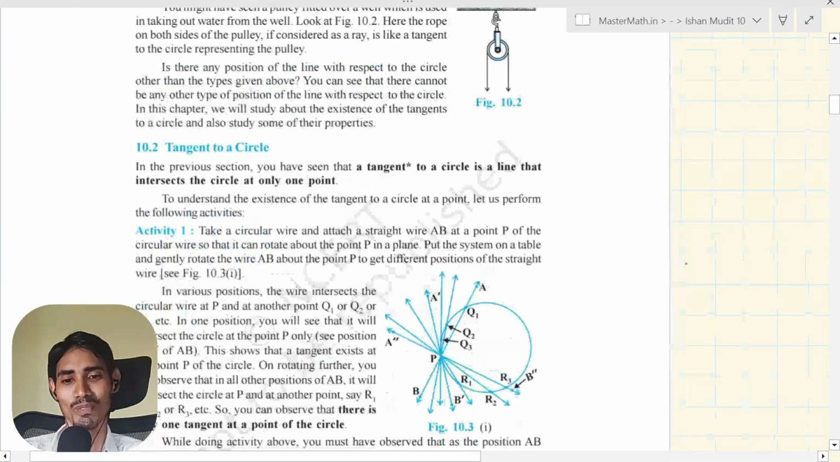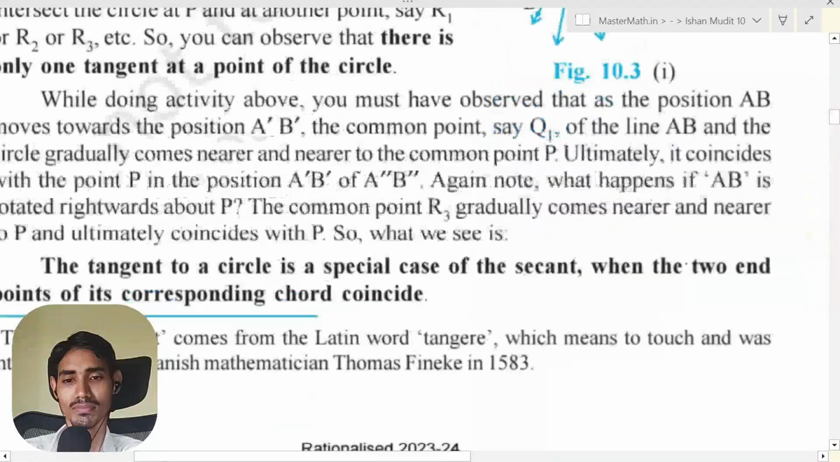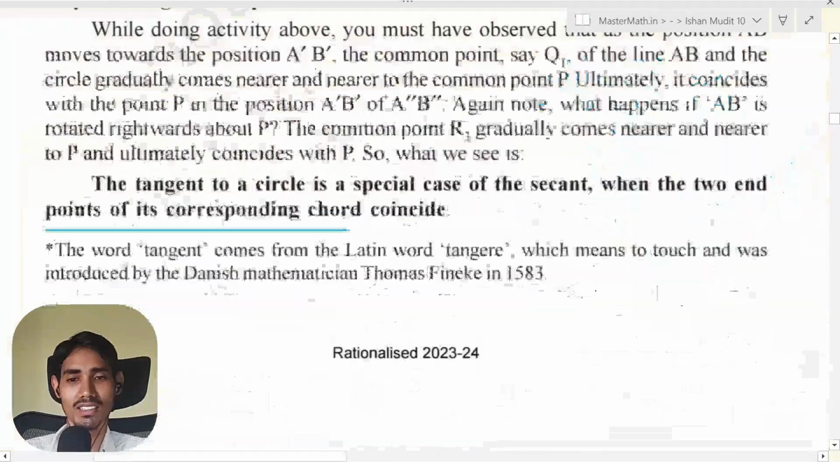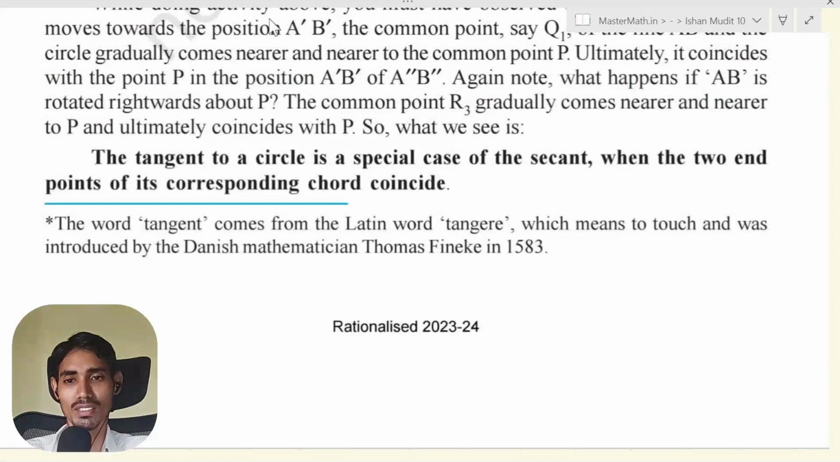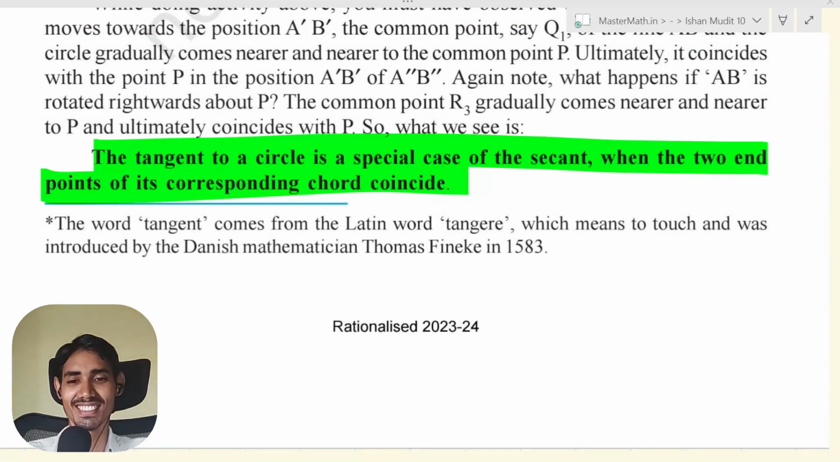Okay, so point is done, line is done. So now, if you understand this line, well and good. If not, then you can ignore it.